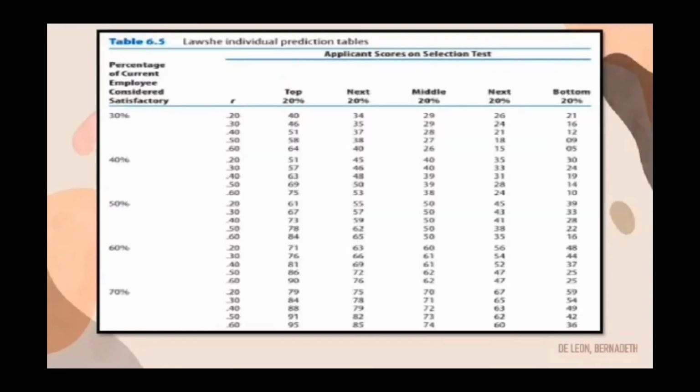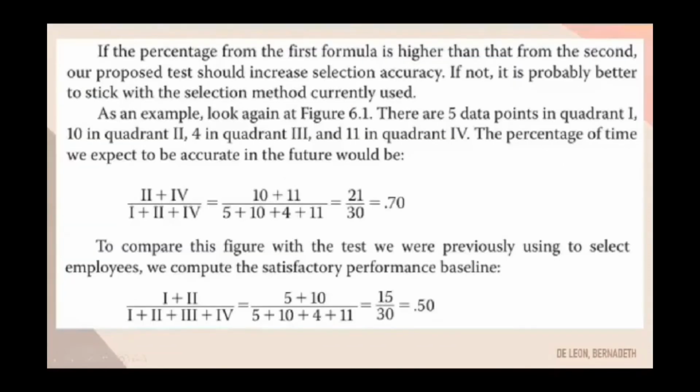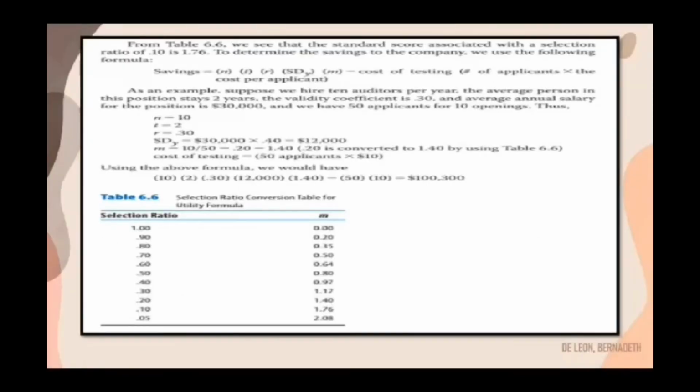Next, Lawshe individual prediction table, applicant score and selection test. Dito sa example na to, dito malalaman kung paano mag-compute. If the percentage of the first formula is higher than the second, our proposed test should increase selection accuracy. Sa taas ang formula, sa baba kung paano i-compute, then dito sa baba selection ratio conversion table for utility formula.